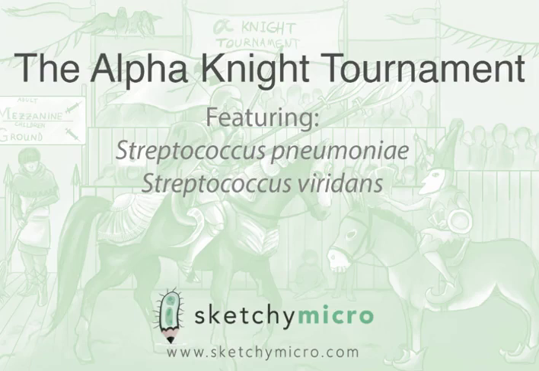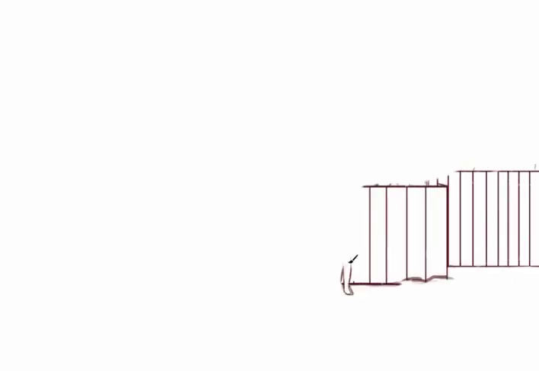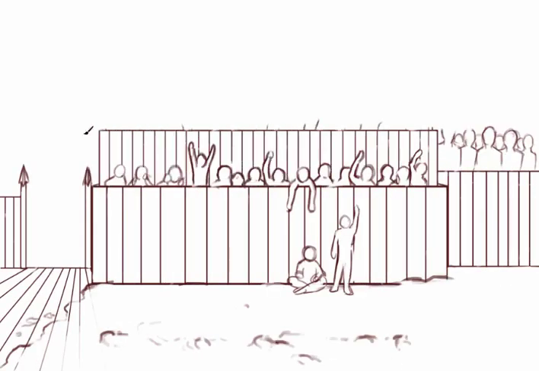For this video, we'll combine two separate species of the strep genus, Strep pneumoniae and the viridans streptococcal species. This illustration is titled the Alpha Knight Tournament and takes place at a medieval jousting tournament. So we'll start by drawing the jousting arena.